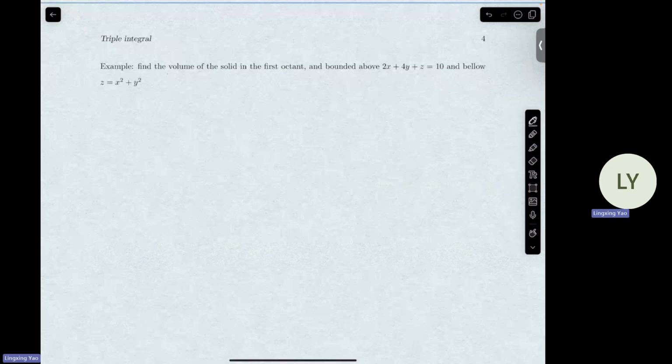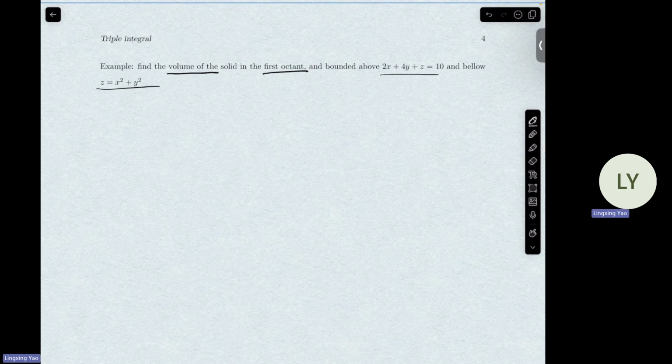And in this one, we again want to find the volume of the solid in the first octant, bounded by this plane and this paraboloid. And here it particularly tells us already this plane is on top and this paraboloid is at the bottom. Here it's a little bit tricky. Let's just try to illustrate, because from here we see the paraboloid is opening up.